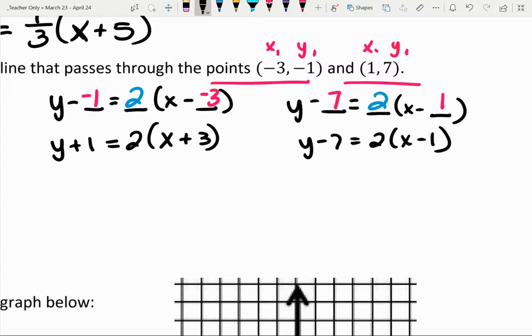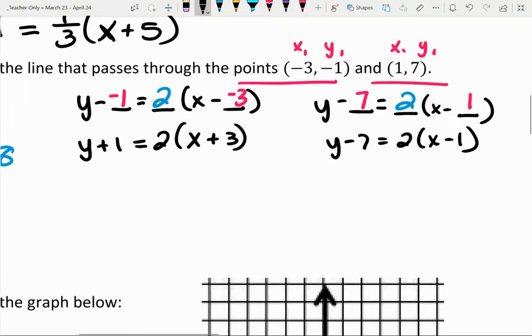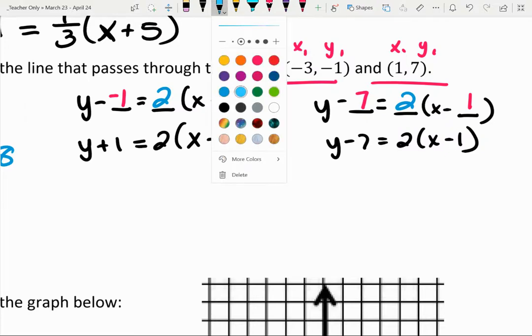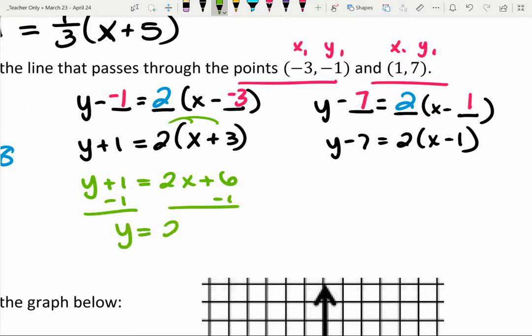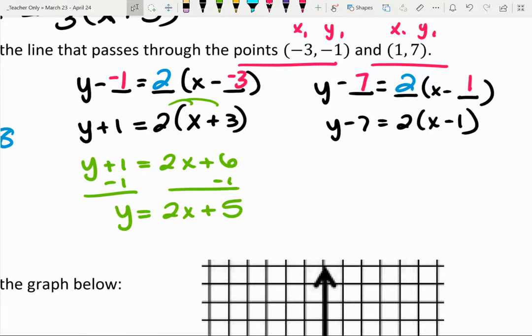So again, you might be looking at those and thinking, those aren't even the same equation. I don't get it. But if we think about rewriting this, we could always distribute that 2, that slope of 2. I could distribute that here, and I would get y plus 1 is equal to 2x plus 6. And then when I subtract 1 from both sides to get y all by itself, I get 2x plus 5. So this would be the slope-intercept form of the same line.